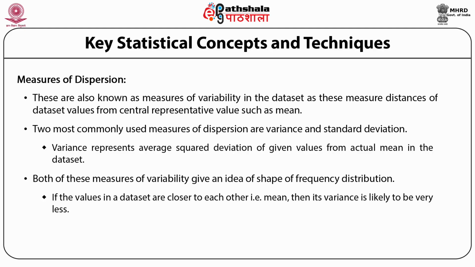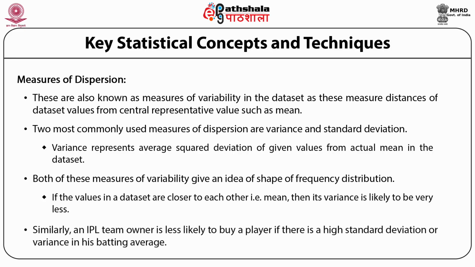Measures of dispersion can be used in a number of ways in business decision making. For example, if there is a high variance in the life of an LED bulb, then customers are less likely to buy it. Similarly, if an IPL team owner is buying players for the team, and finds that there is a player who has a high batting average but at the same time a high standard deviation, the chances are that the team owner is less likely to buy that batsman.